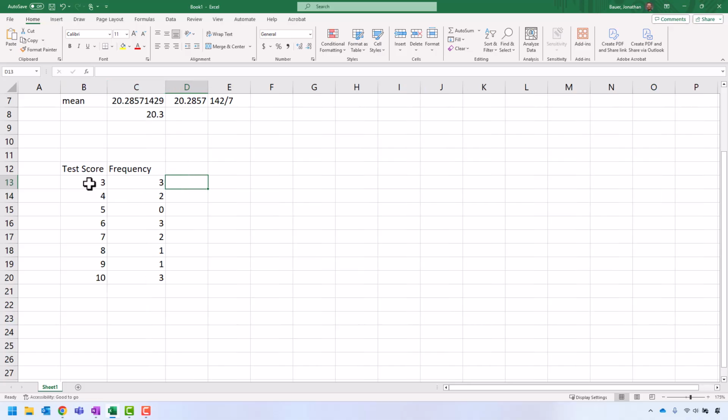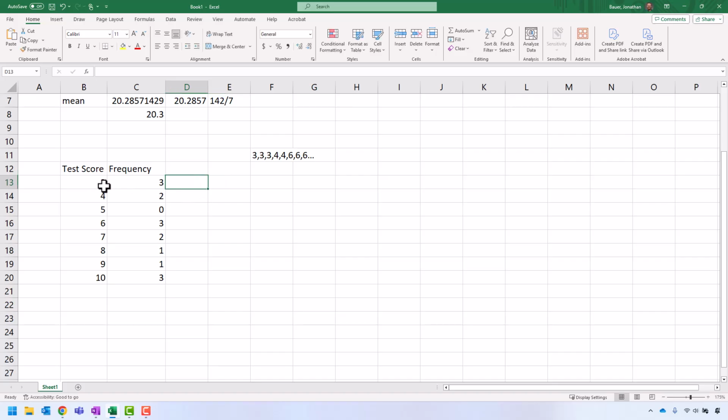So the test score of 3 occurs 3 times. So if I have a list of data points, this first one, it'd be like 3, 3, 3. And then the test score of 4 occurs twice. And 5 occurs 0 times, so I wouldn't put any down. Notice 6 occurs 3 times. And that'd keep going on. So just so you have an idea of what's happening here.